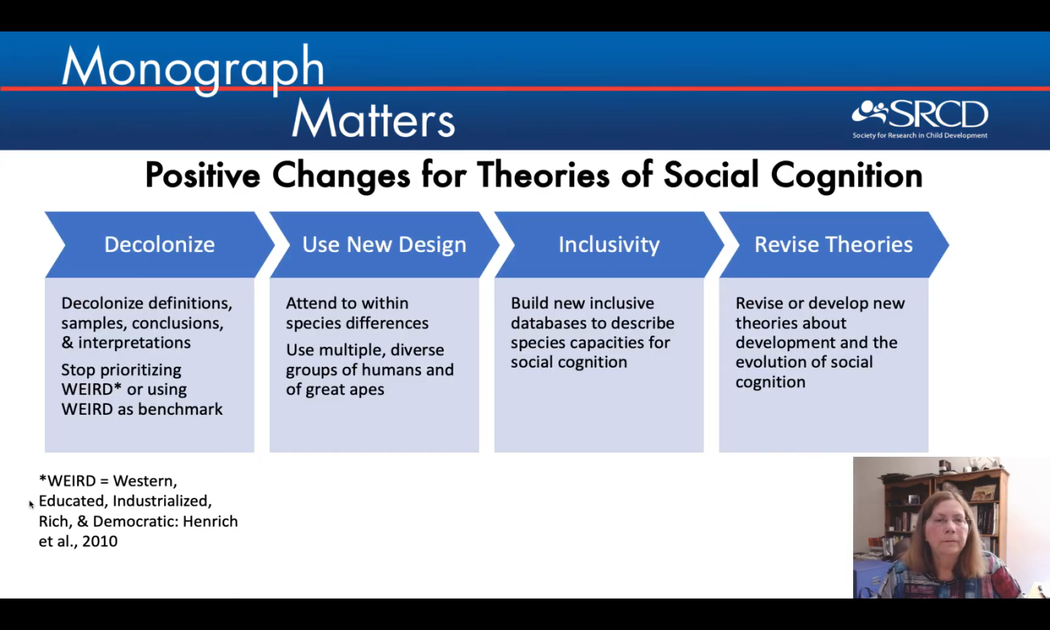We propose these 4 steps towards achieving positive change in theories of social cognition. The aim is for evolutionary and developmental theories of social cognition to be more inclusive, and for studies to be able to isolate real differences between species, that is, differences over and above the variation that exists within each species. I'll briefly discuss each step in the next slides.